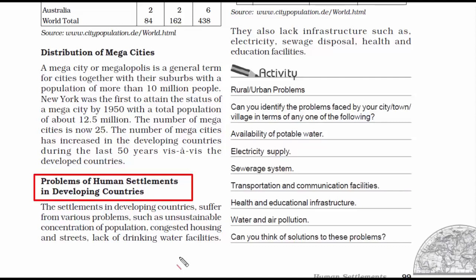There are many who cannot afford healthcare, and needless to say, how the government hospitals and schools, colleges function, there's hardly any care and quality in it. So these are the problems of human settlements in developing countries.